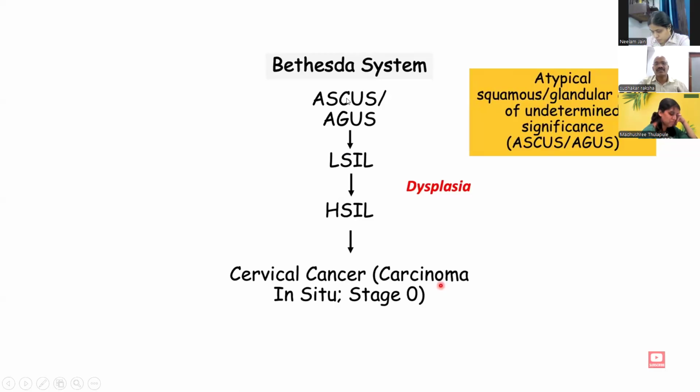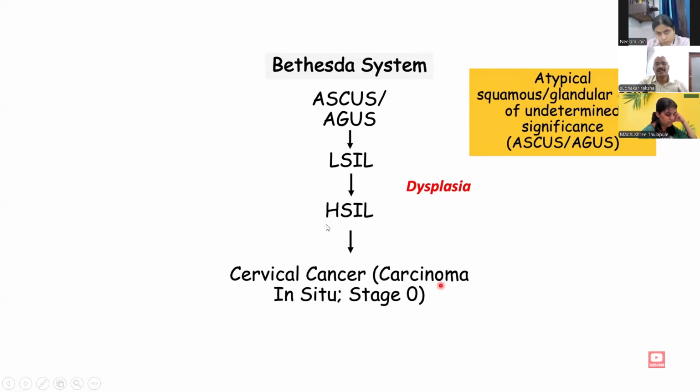ASCUS means not very risky, but a very mild risk is there. It can cure by itself. LSIL also carries a very mild risk. HSIL means high grade squamous intraepithelial lesion. This can turn into cervical carcinoma. So these are the reports which we give.